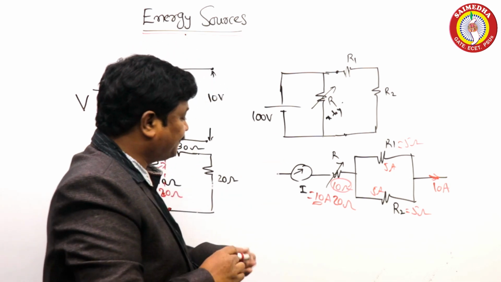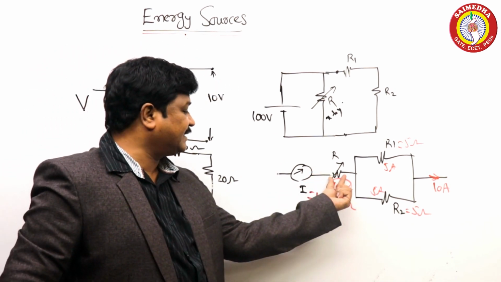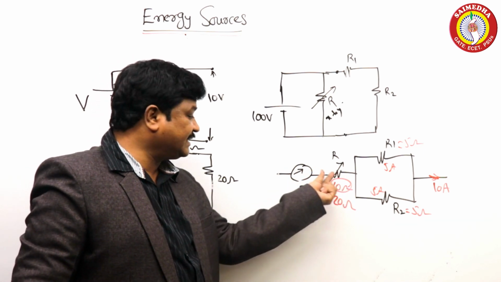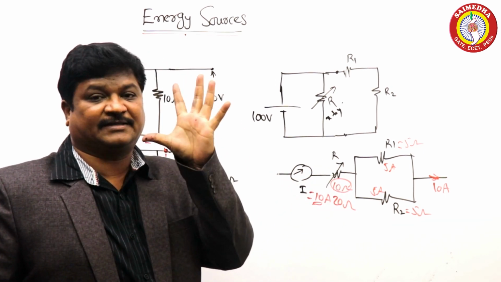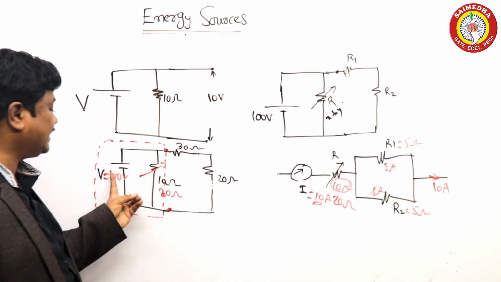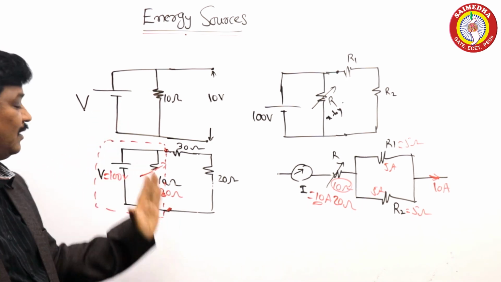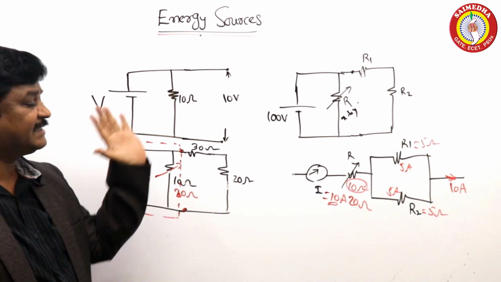Final conclusion is any series resistance connected to a current source, that resistance does not show any effect. An ideal voltage source in parallel with a resistance will not show any effect on the voltages. These two are the best examples.